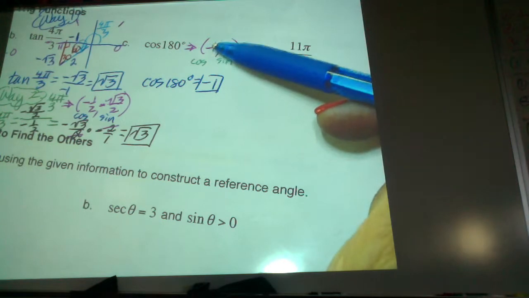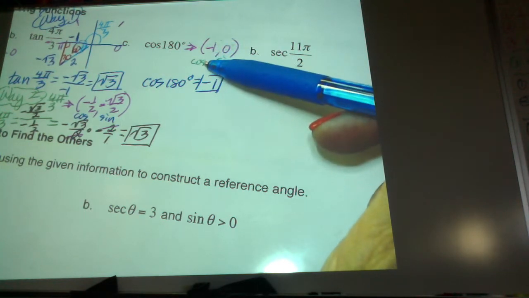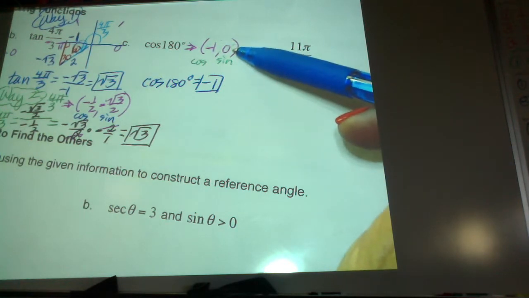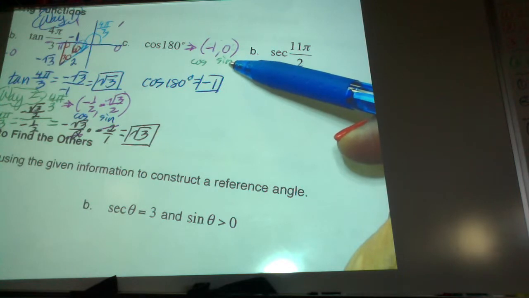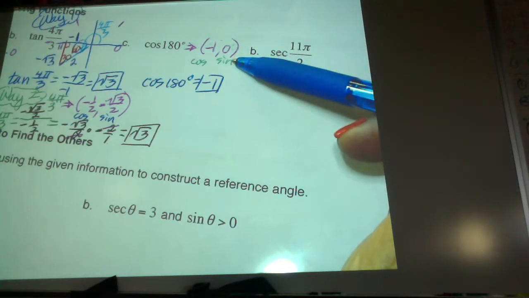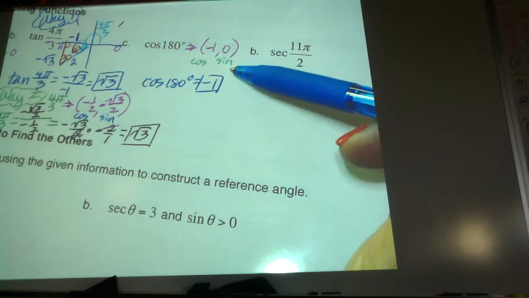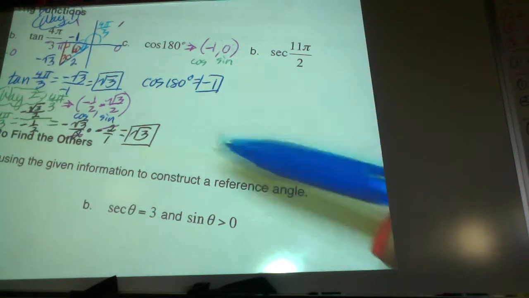Secant is also negative 1. This is technically 0 over 1. What's the reciprocal of that? 1 over 0. Is that defined? No. So what is the inverse function of sine? What is it called? Cosecant. So cosecant is also undefined. So cosecant and cotangent are both undefined.